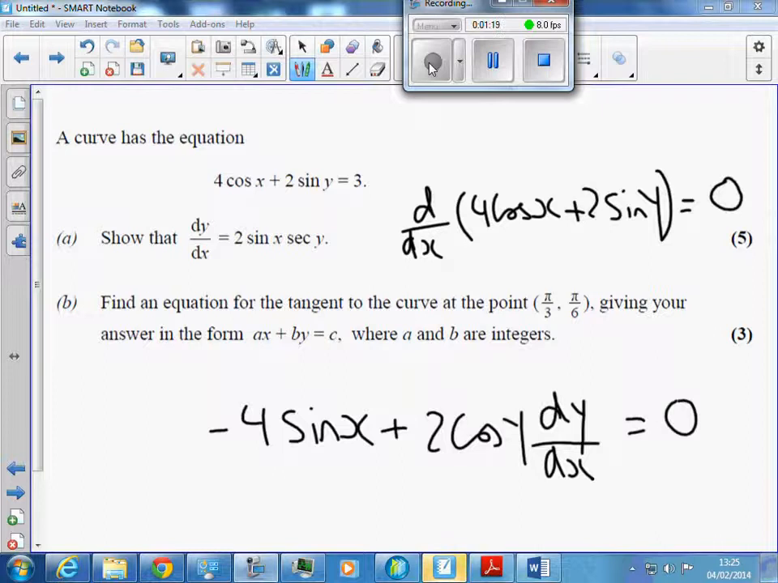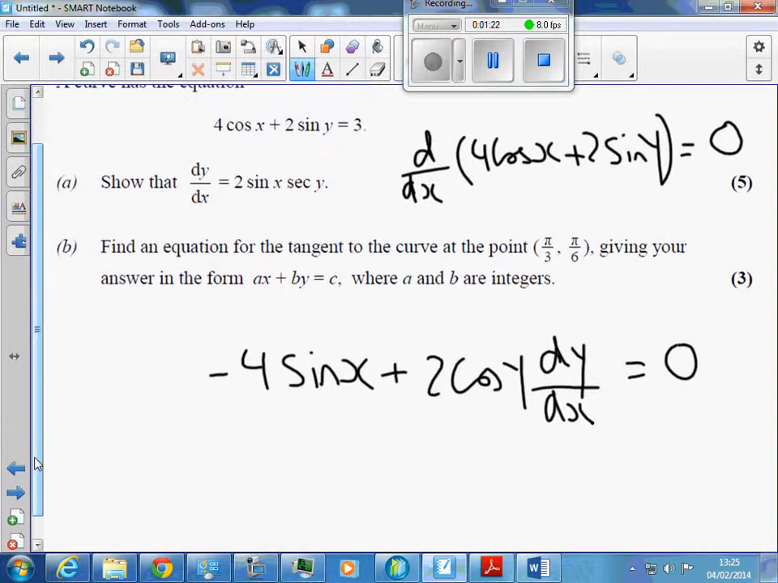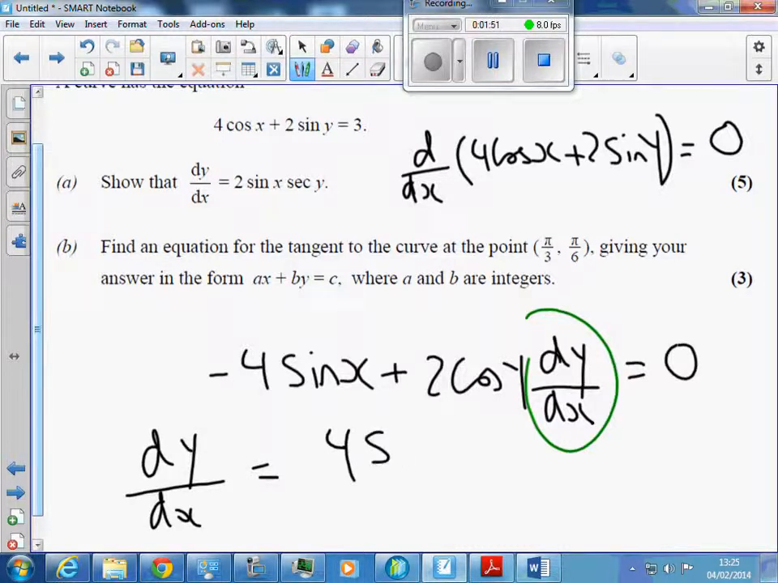Now from here, I'm looking for dy by dx, and it's very obvious that if I take the minus 4 sine x to the other side, it becomes plus, and I divide by 2 cos y. So let me just do that. So dy by dx is equal to 4 sine x all over 2 cos y.